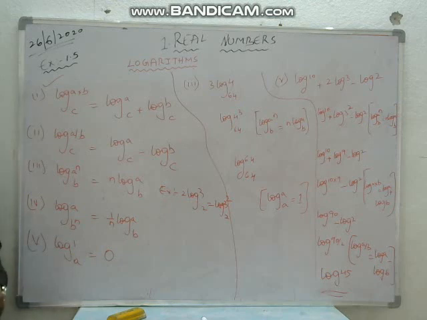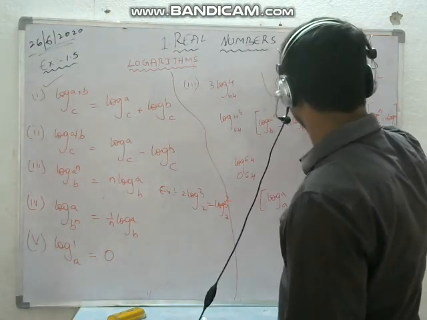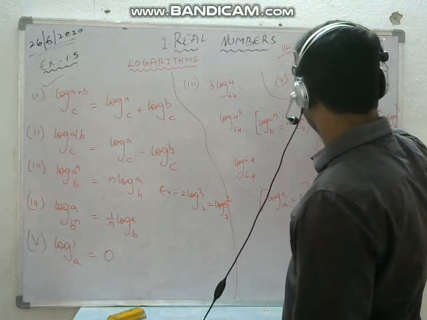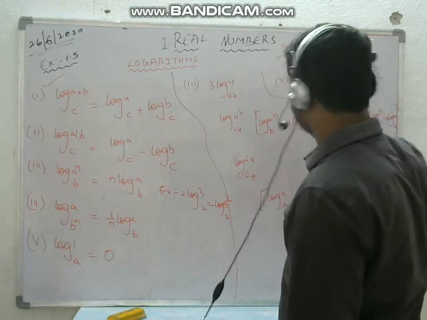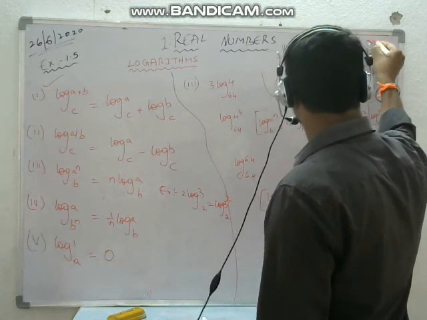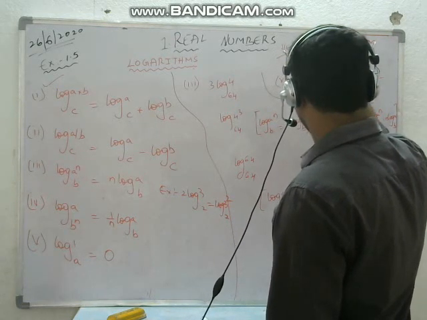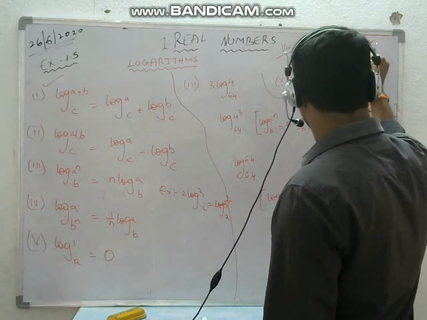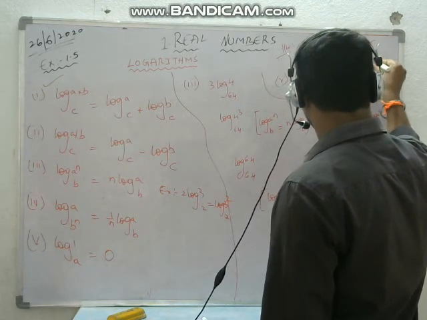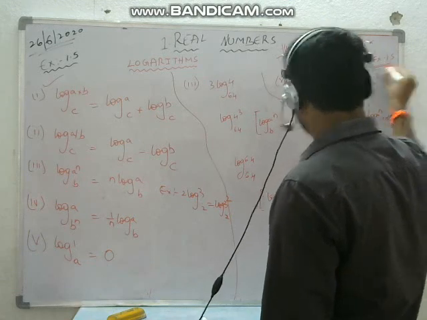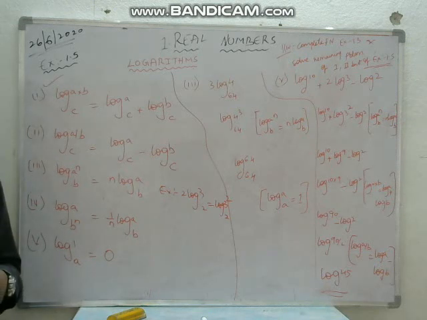Your homework is to complete the FN of exercise 1.3, and solve the remaining problems of exercise 1.5 first bit and second bit. I am repeating the homework. Today's homework is to complete the FN till exercise 1.3, and along with that solve the remaining problems of first and second bit of exercise 1.5. Thank you.